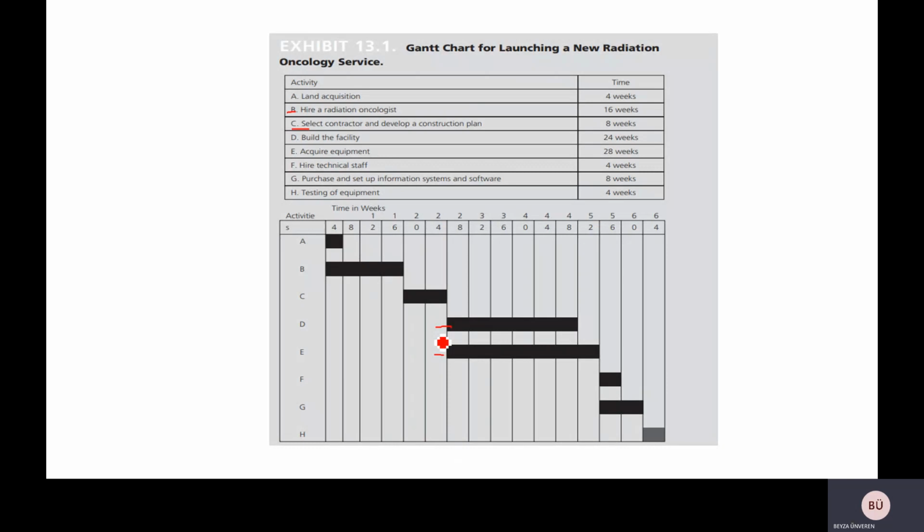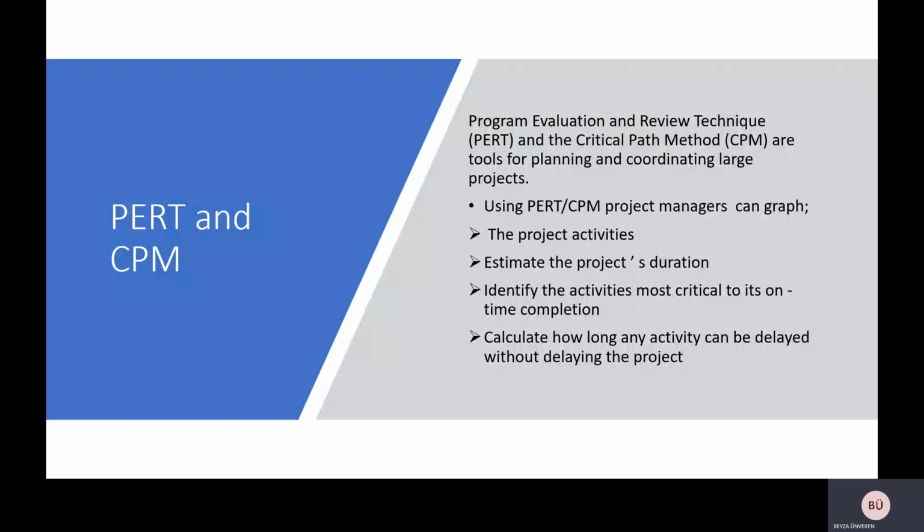PERT and CPM. Program Evaluation and Review Technique, which is PERT, and Critical Path Method, CPM, are tools for planning and coordinating large projects. A project manager can graph the project activities, estimate the project duration, identify the activities most critical to its on-time completion, and calculate how long an activity can be delayed without delaying the project.